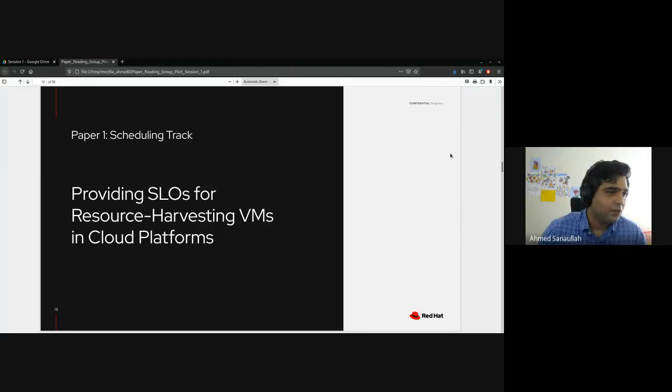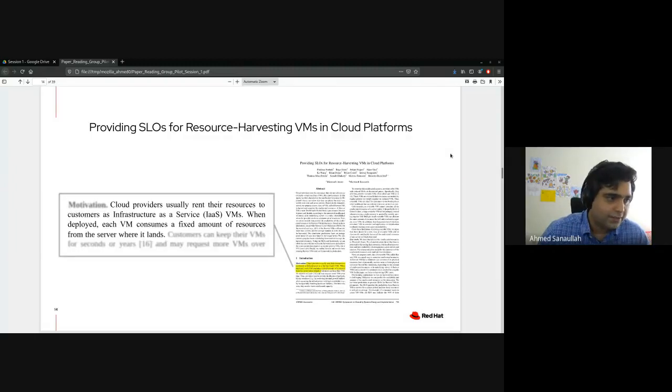So the paper that I will go over is Providing SLOs for Resource Harvesting VMs in Cloud Platforms. Now, this one, I did not know what SLOs are. I did not look up the definition either. I just wanted to test this out. And I did not know what resource harvesting VMs are. I just knew what a virtual machine is, and I knew what cloud platforms are. So the general discussion that happens for the field, let's look at that paragraph.